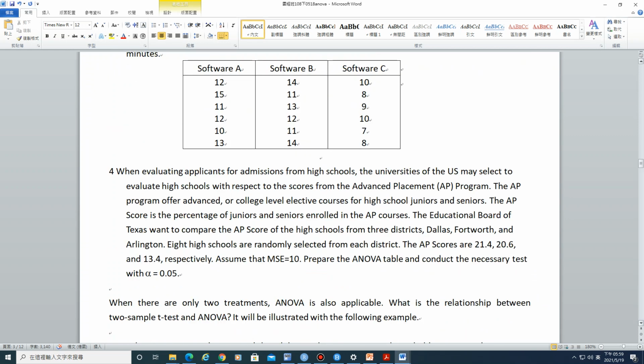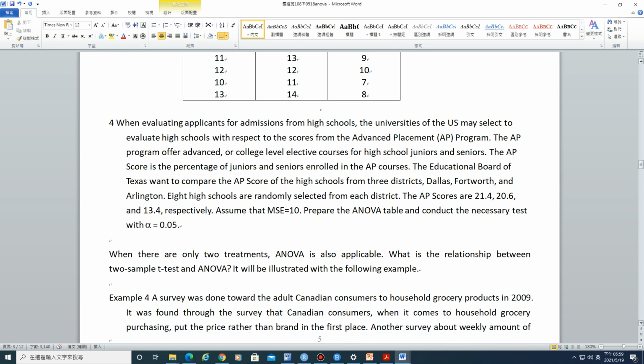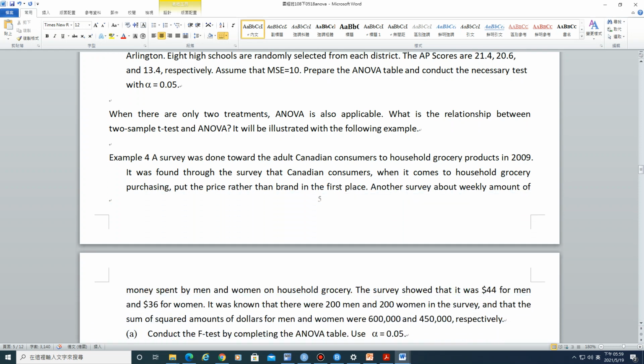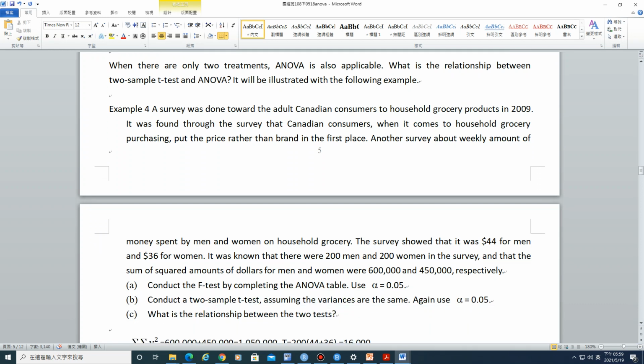There is one particular case when k is 2. When k is 2, okay? The data can provide you with sufficient information to complete the Anova table. So you get to complete the Anova table and carry out the F test. And for this k equals 2 case, when there are only 2 treatments, you don't have to do anything more.